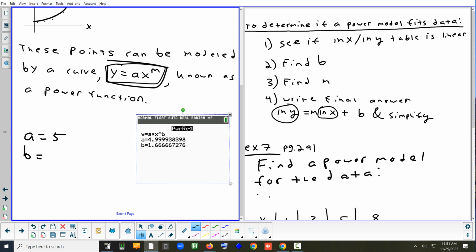The 6 repeats 5 times. If it repeats that many times, we can assume it would just keep repeating. Because remember, this is just an estimate. If it really knew what it was doing, it would have just said A equals 5. Now B, what number does that look like?